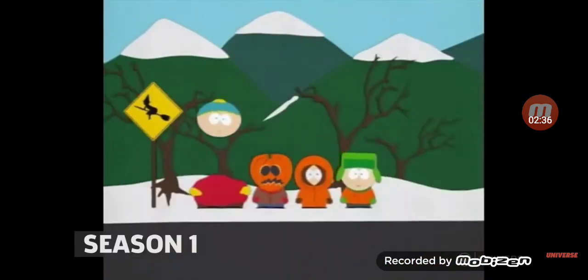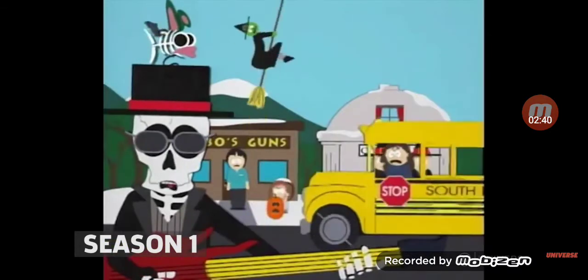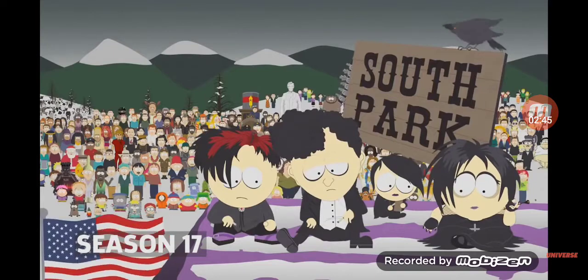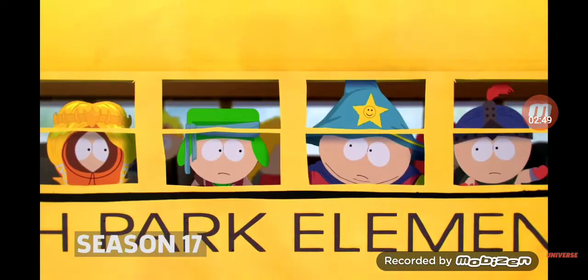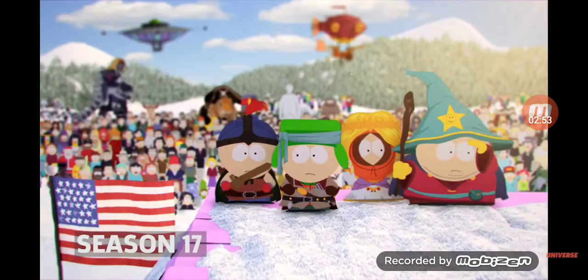For the first season's Halloween episode, I still have no idea why Stan was the only one with a pumpkin for a head. 16 Halloweens later, the goth kids took over the intro, and for the first time ever, the lyrics were changed. Poser spouting, let's go shopping. There was also a hilarious Game of Thrones-inspired intro, with the boys dressed for Westeros.